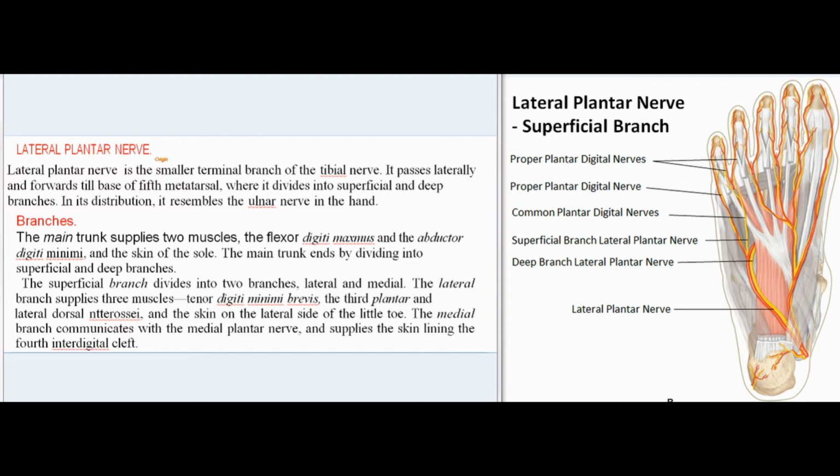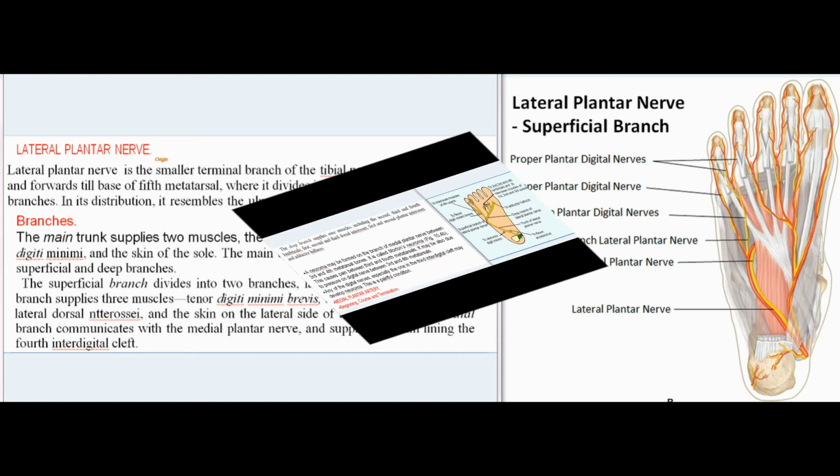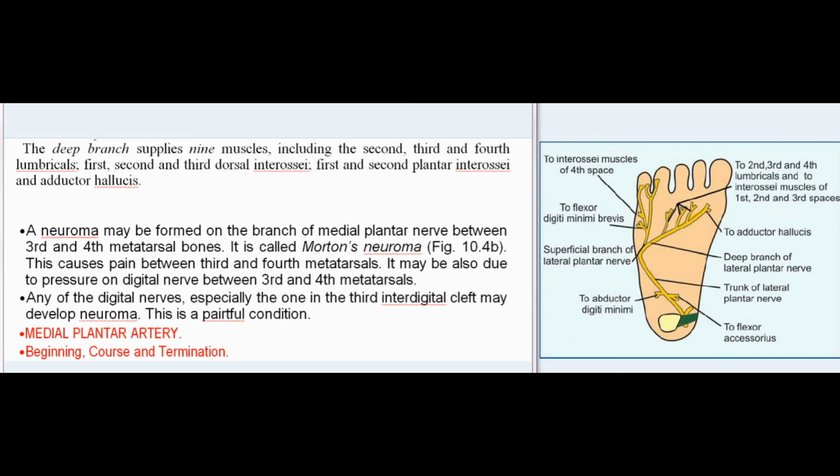The superficial branch divides into 2 branches, lateral and medial. The lateral branch supplies 3 muscles: flexor digiti minimi brevis, the third plantar and lateral dorsal interossei, and the skin on the lateral side of the little toe. The medial branch communicates with the medial plantar nerve, and supplies the skin lining the 4th interdigital cleft. The deep branch supplies 9 muscles, including the 2nd, 3rd, and 4th lumbricals, 1st, 2nd, and 3rd dorsal interossei, 1st and 2nd plantar interossei and adductor hallucis.